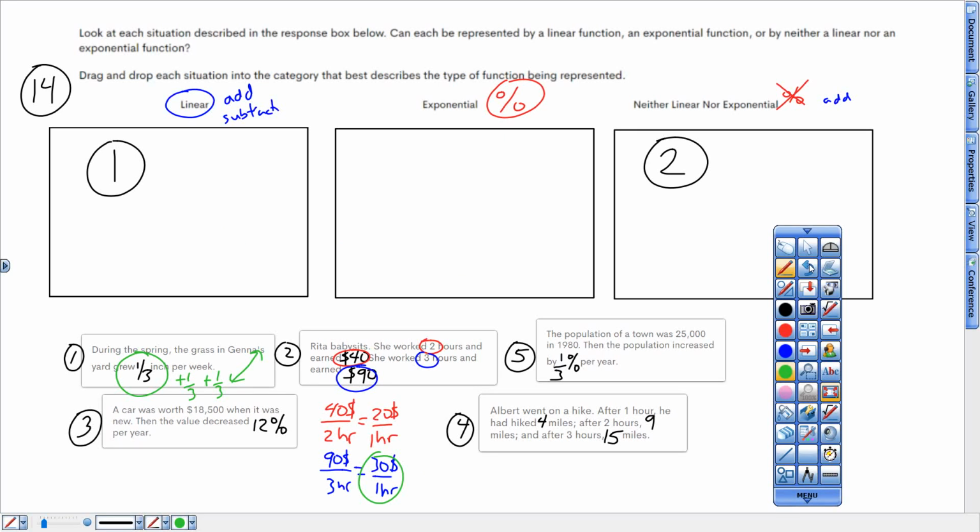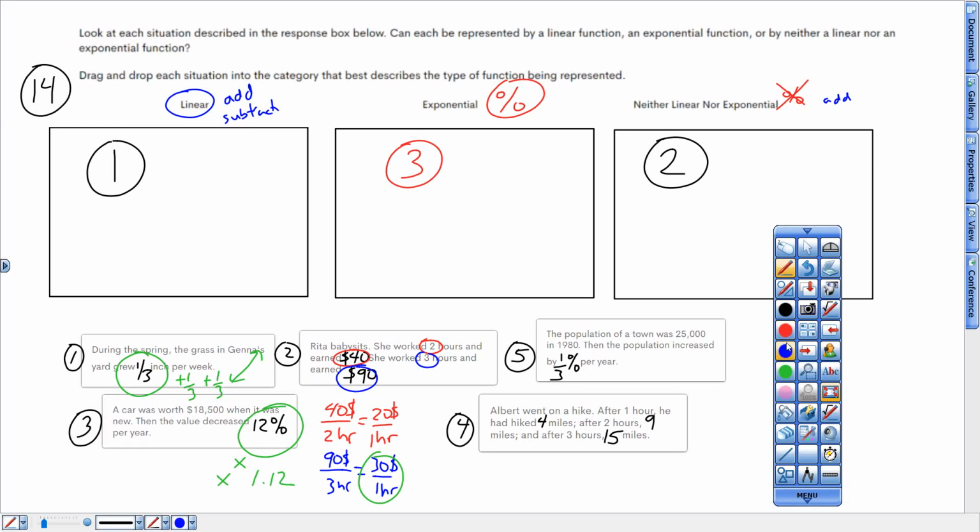All right, number 3, easy. As soon as you see a percent, that means you're timesing. You're timesing by the part of a whole. This one would be timesing by 1.12 each time. 100%, 1 plus 0.12. That makes this definitely exponential. Number 3 is exponential.